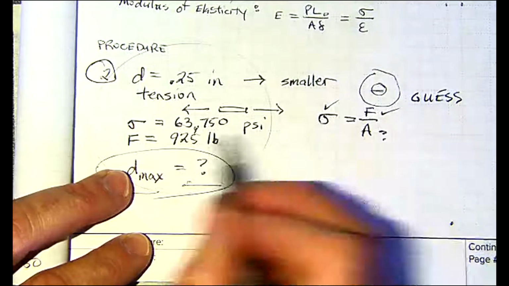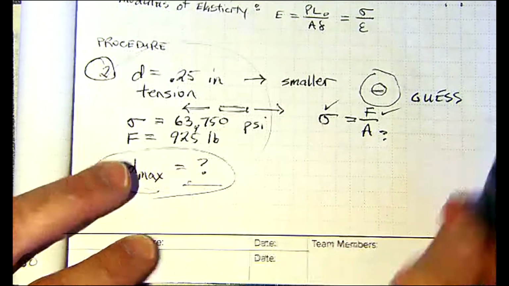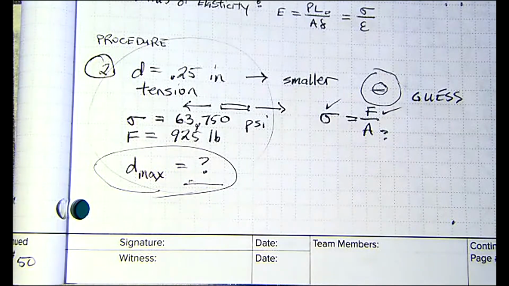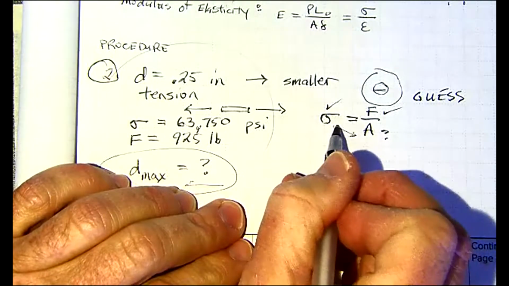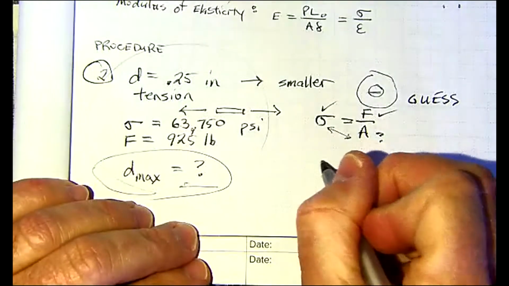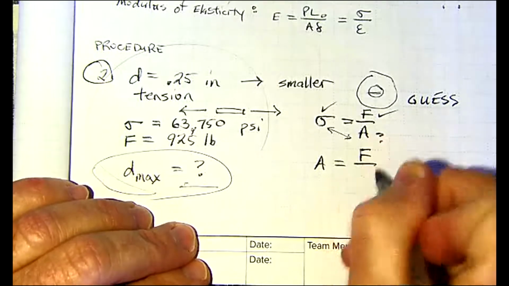Okay, so I've got the given and the unknown in the equation. And now I'm going to look for substitution and solution. However, I'm going to suggest you do a little bit of algebra first before you do any substitution. There's some easy algebra here. I can just switch those. And I get, what do I get? A equals F over sigma.